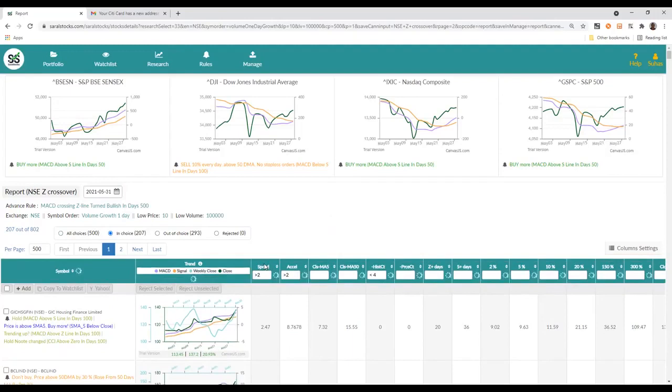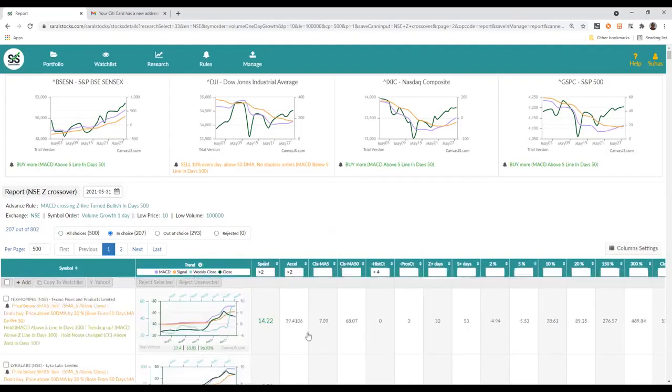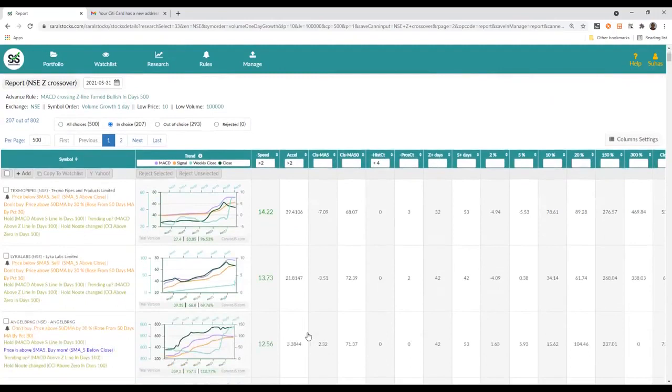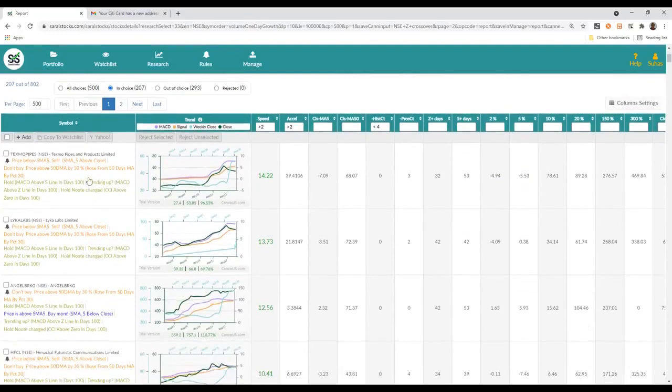I have found high speed stocks, but they are not yet sorted. So I'll now sort them by speed. Here, Texmo Pipes has a speed of 14 and acceleration of 39. It went up by 96% in the last 1 month. It has a sudden change around here this time.